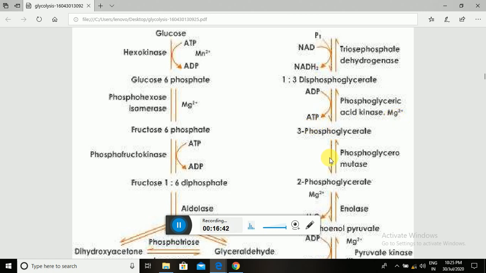This 3-phosphoglycerate gets converted into 2-phosphoglycerate, and the enzyme is phosphoglyceromutase. This specific enzyme acts on the 3-phosphoglycerate, and it gets converted into the 2-phosphoglycerate.